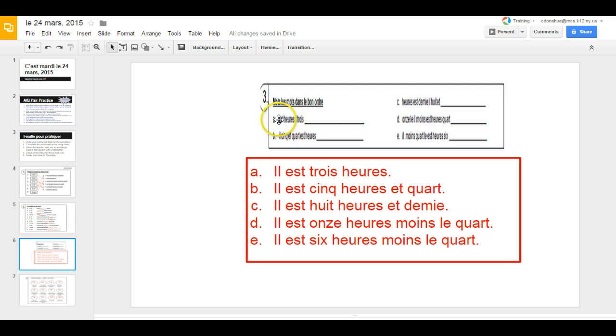Section 3. The sentence order for A is il est 3 heures. For B, il est 5 heures et quart. For C, il est 8 heures et demie. For D, il est 11 heures moins le quart. For E, il est 6 heures moins le quart.